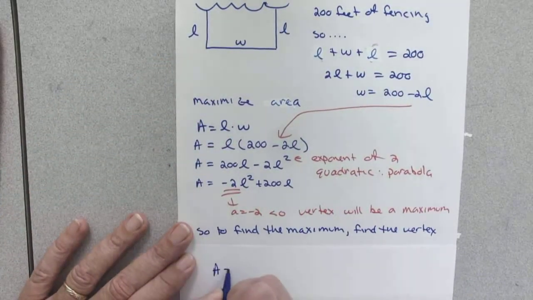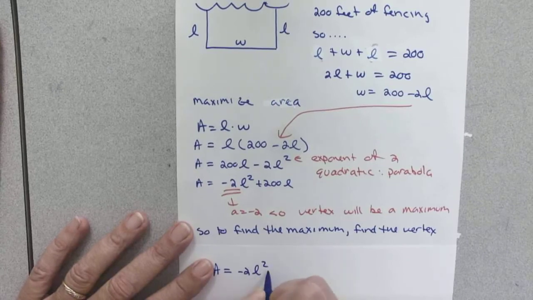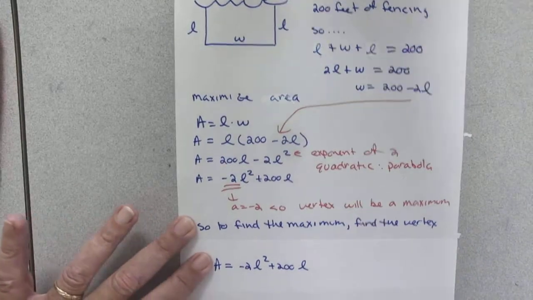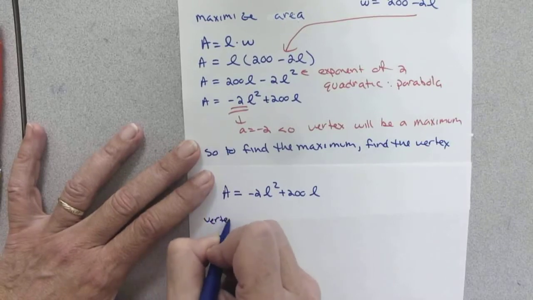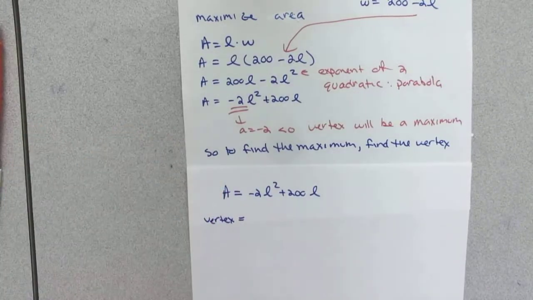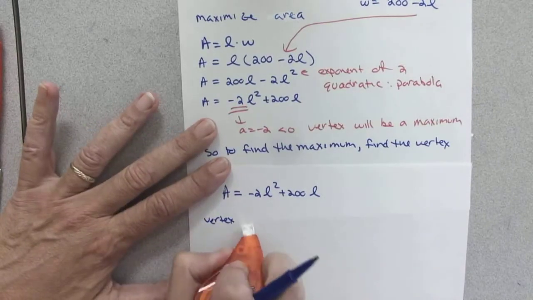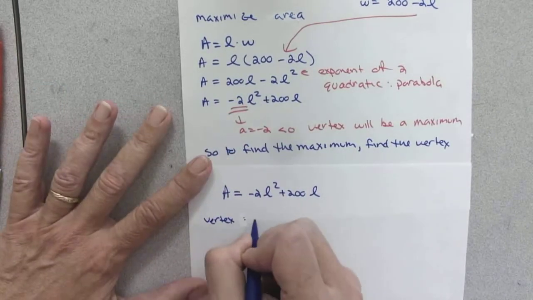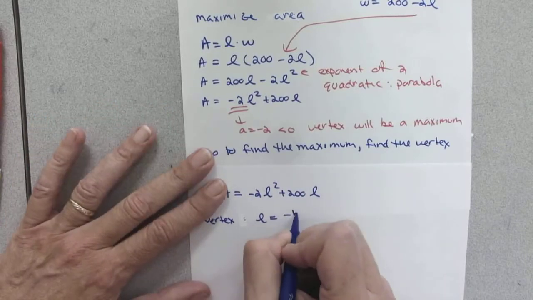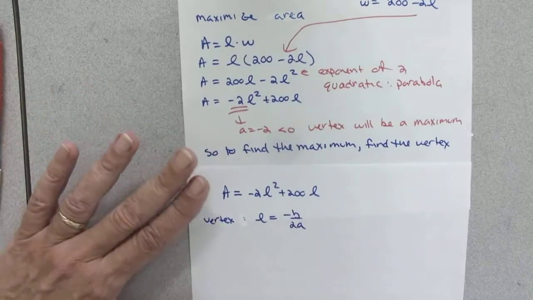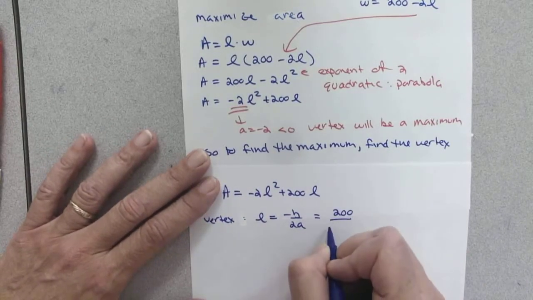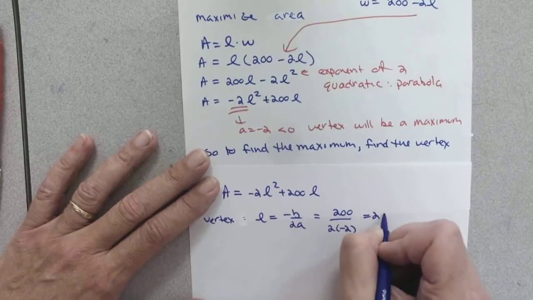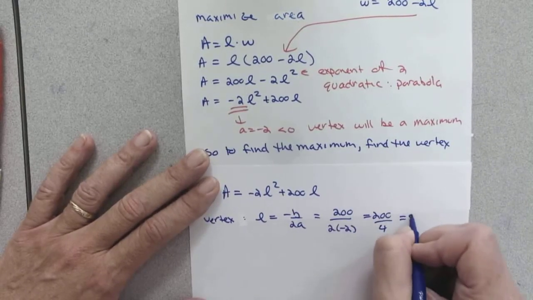So I'm just going to write my problem down again. A equals -2 times L squared plus 200 times L. And again, if you don't like L's and W's, go with X's and Y's. I don't care. My vertex, and we'll just call it L, really doesn't matter what you call it. L equals -b over 2a. And so 200 over 2 times -2. 200 over 4 is 50.